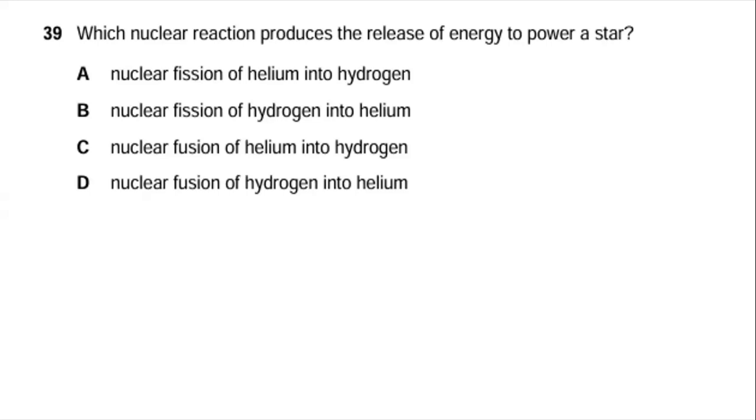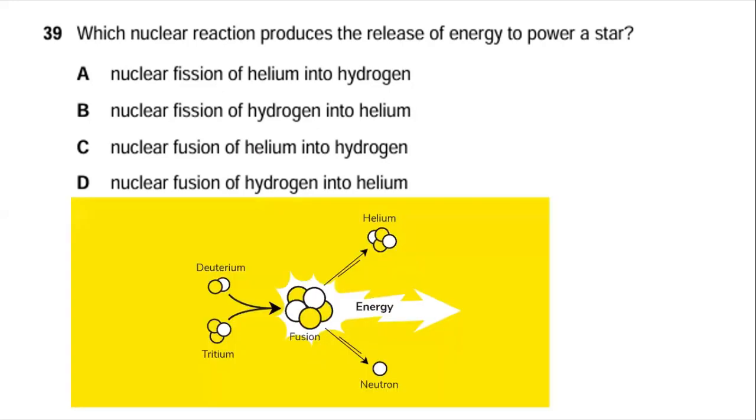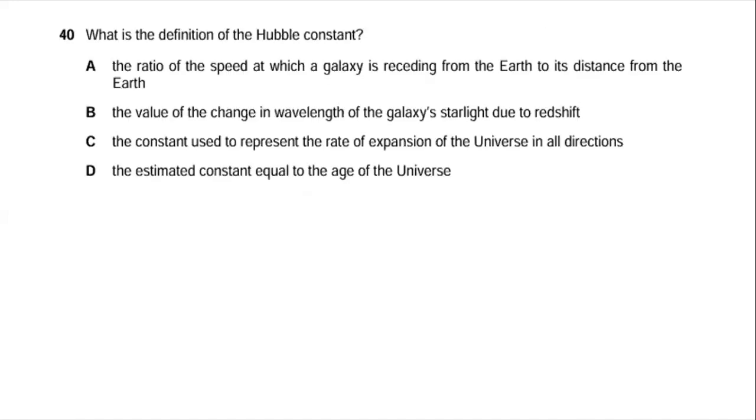Question number 39. Which nuclear reaction produces the release of energy to power a star? We know that to power a star, there is a nuclear fusion reaction. Two hydrogen atoms like deuterium and tritium, which are isotopes of hydrogen, come together. That makes the fusion process, which makes helium, releases energy and releases one neutron. So nuclear fusion of hydrogen into helium is the answer. The answer is D.